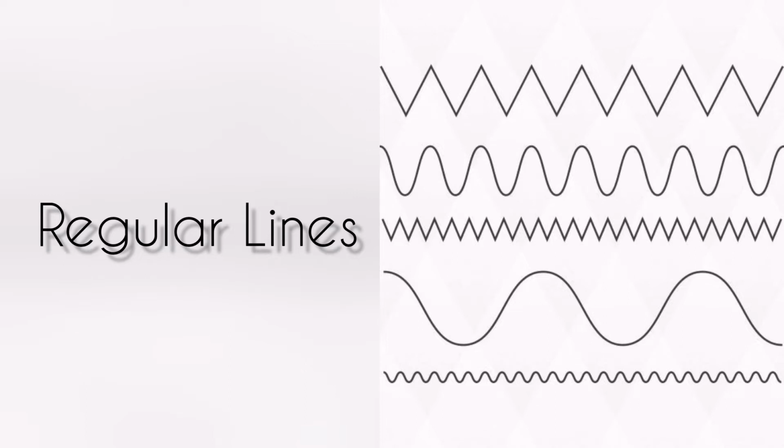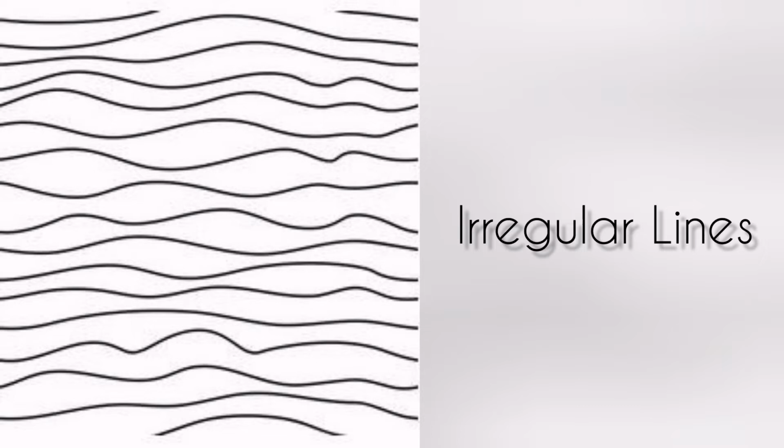And irregular line means it is not in a unique style. It will be different, like one curve will be big, one curve will be small, and they will not travel in a particular horizontal line. They will be a little up, down, and like that. Okay, so this is also for shapes as well, regular shapes and irregular shapes. So we can discuss that later.